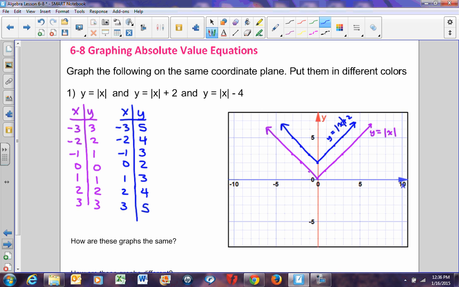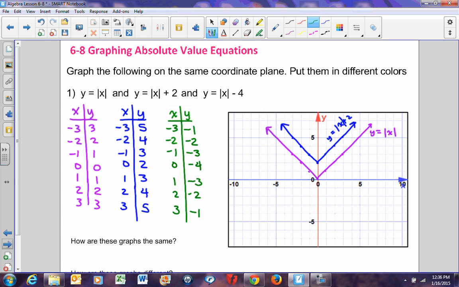And for this last one, I think I'll do this one in green: y equals the absolute value of x minus 4. Again, I'm going to do an abbreviated x and y table, and use the same points: negative 3, negative 2, negative 1, 0, 1, 2, and 3. The absolute value of negative 3 is 3, and 3 minus 4 is negative 1. Absolute value of negative 2 is 2, and 2 minus 4 is negative 2. Absolute value of negative 1 is 1, and 1 minus 4 is negative 3. 0 minus 4 is negative 4. 1 minus 4 is negative 3. 2 minus 4 is negative 2.